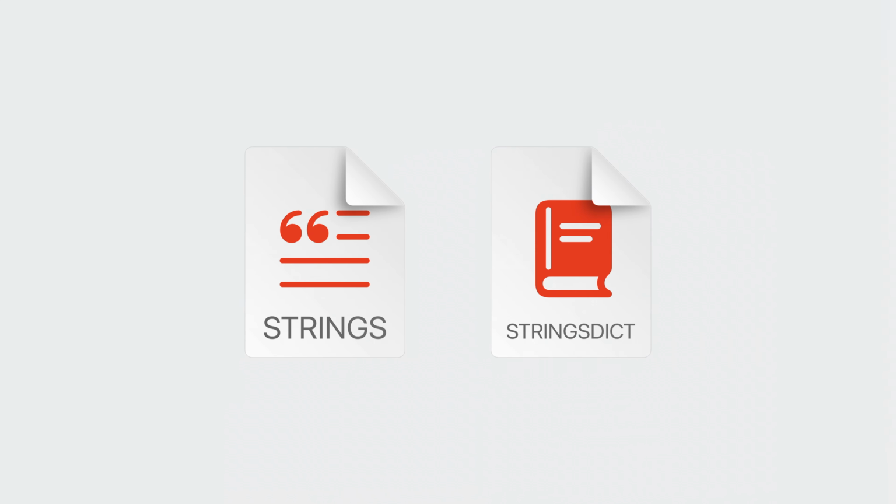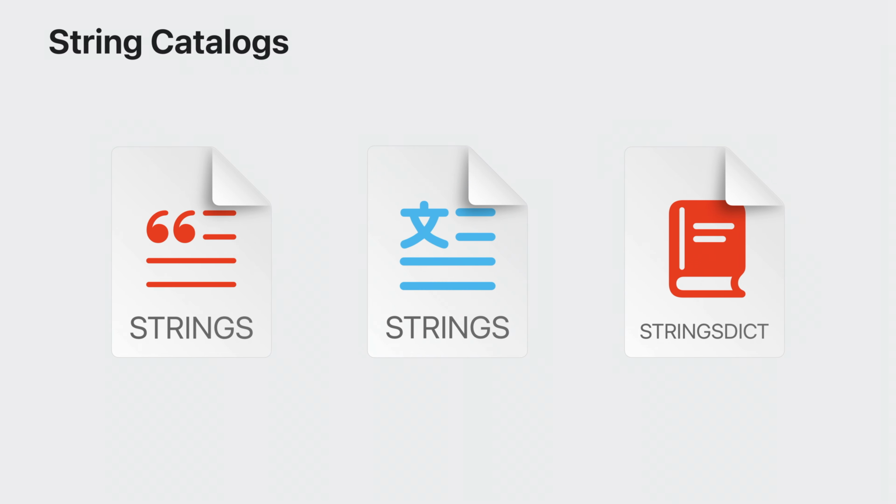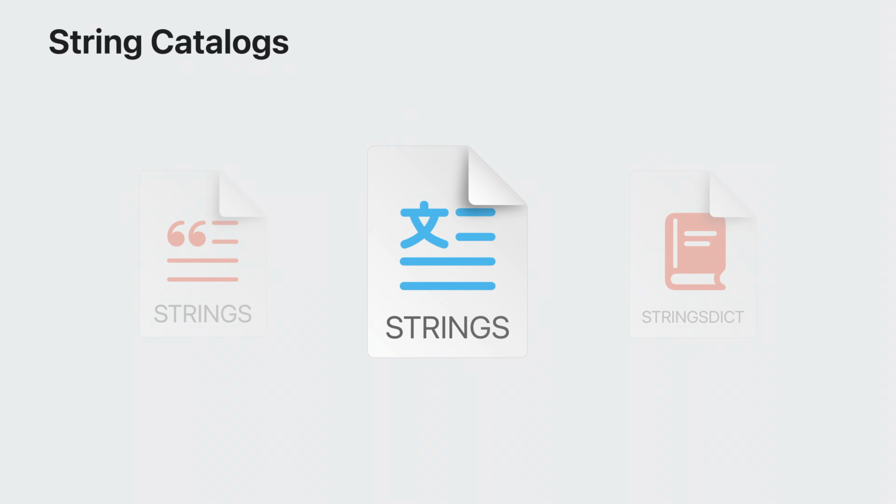Previously, if you wanted to localize your app, you had to maintain strings and stringsdict files. This required you to manually keep all strings in sync with your code, and oftentimes you might miss localizing content. This can result in unlocalized strings for your users. Our projects have relied on this process for many years, but in Xcode 15, we're introducing string catalogs. Over time, this new format will supersede both strings and stringsdict files in Xcode.